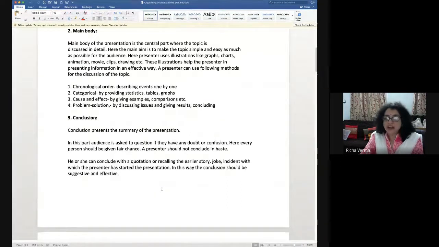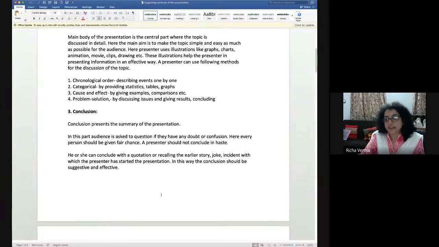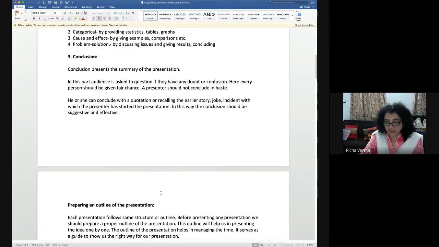So how to end your story in a presentation is also an art. You don't have to end it abruptly with a conclusion, but you can always come up with some kind of a picture or a cartoon, where you give an ending in such a way that it just registers in the mind of the audience that this is how the presentation ended. It has to be very creative, very suggestive and effective.